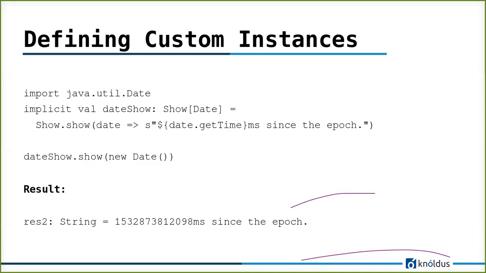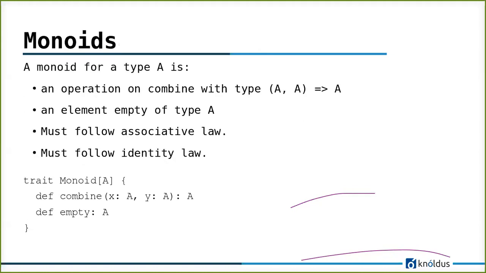And then there are multiple more powerful type classes in Cats, like monoids, monads, functors, and semigroups. We will discuss each one of them one by one and see what is the use of each one of them. So yeah, let's start with monoids first.